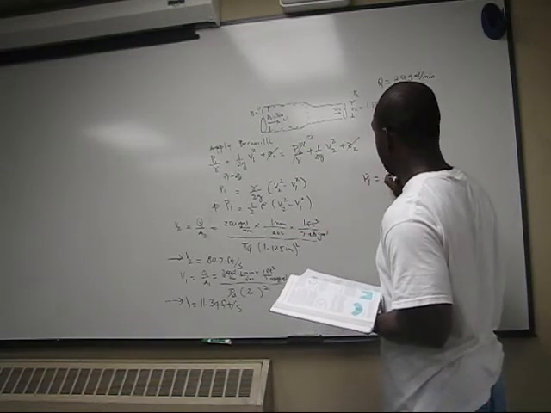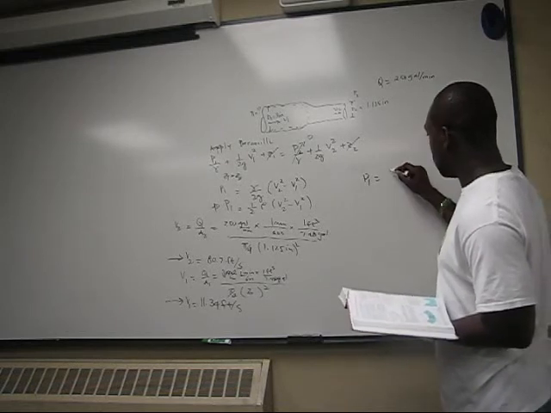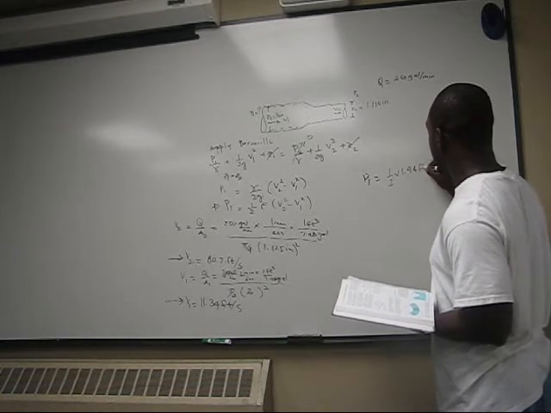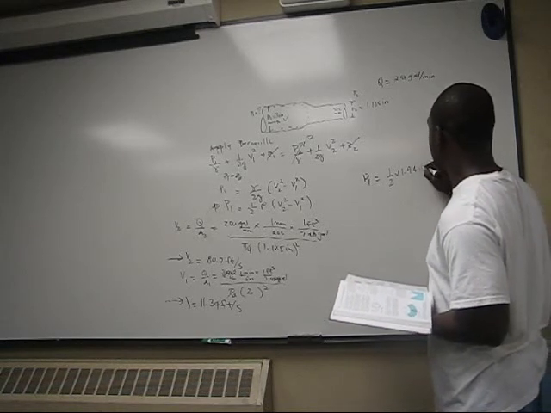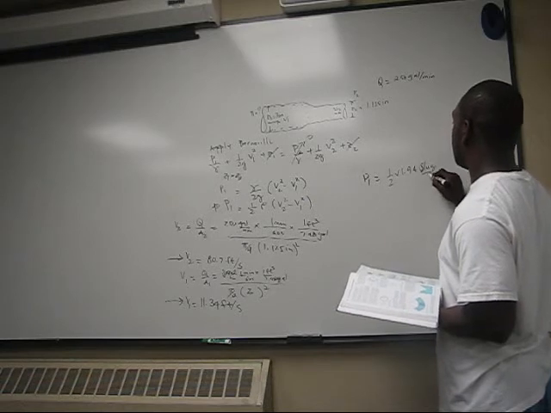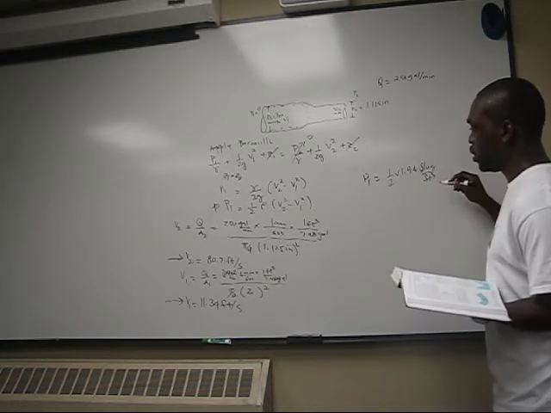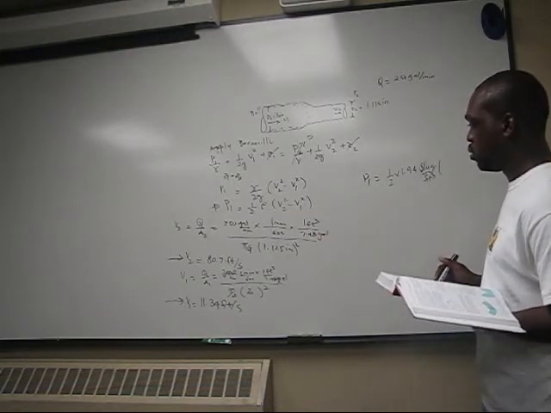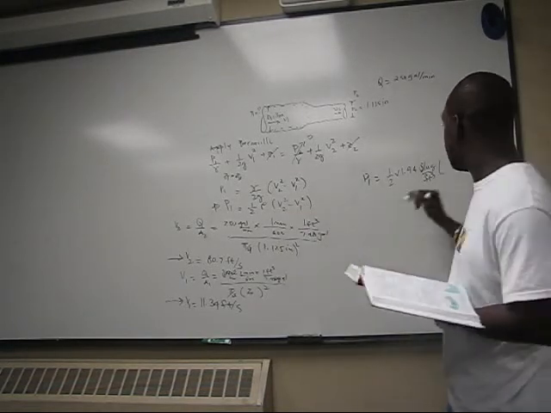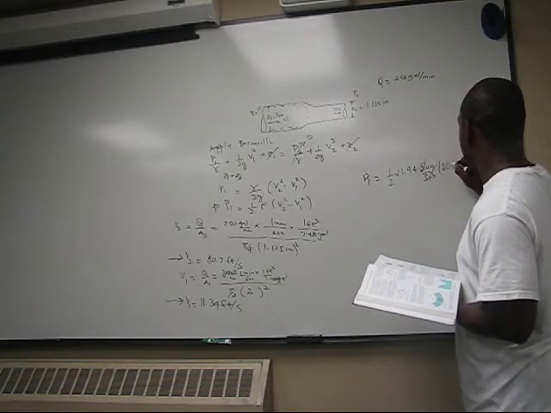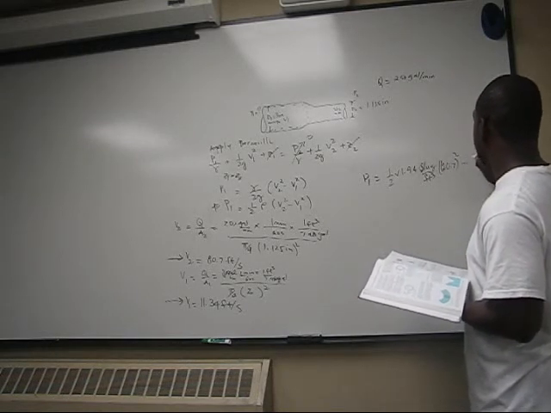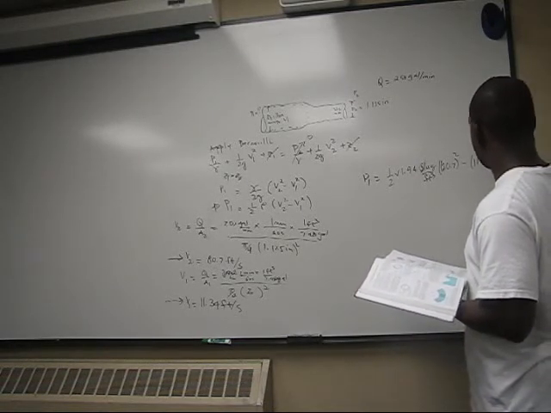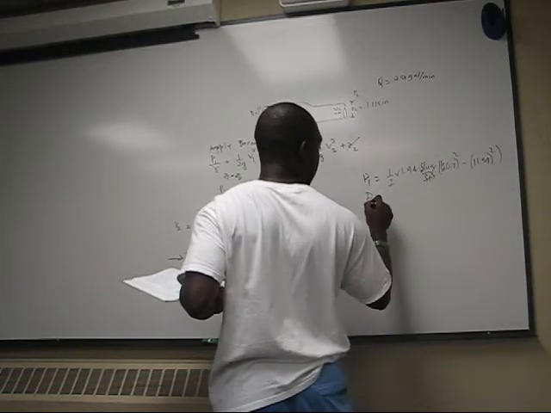So the pressure here will be 1/2 times 1.94 slug per cubic foot times what we have here, velocity 2. Remember, velocity 2 was 80.7 squared minus 11.34 squared, equals. So what is P1?